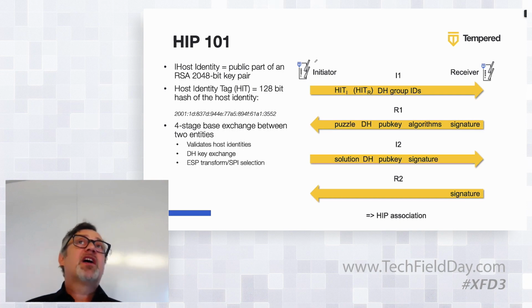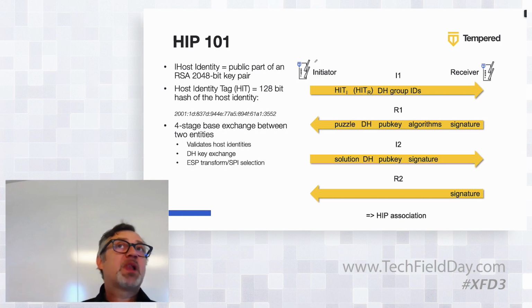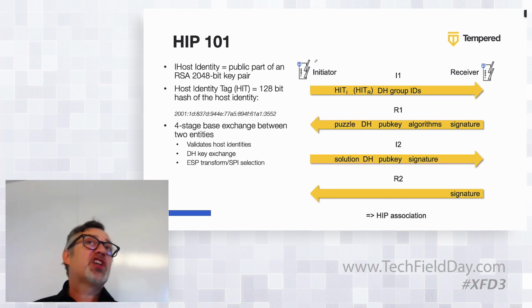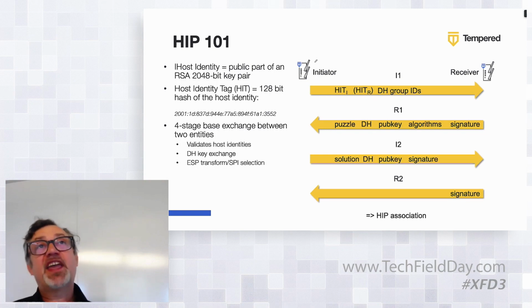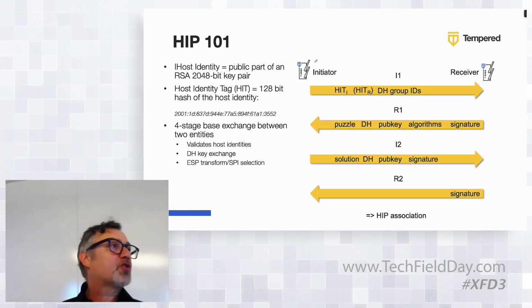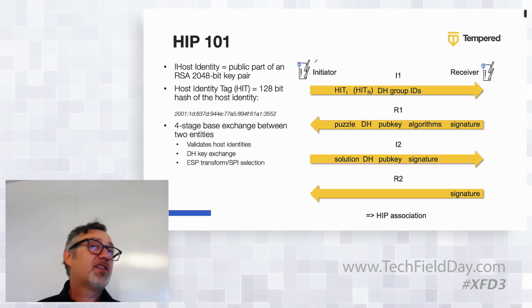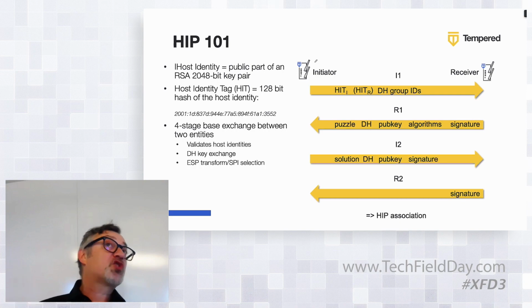Now, the receiver, after receiving this trigger packet, will send a reply, the R1, to the initiator, and this reply will contain a little cryptographic puzzle. The point of this puzzle is that the receiver wants to make sure that the initiator is sincere about the communication, because the initiator has to spend CPU cycles in order to solve the puzzle.